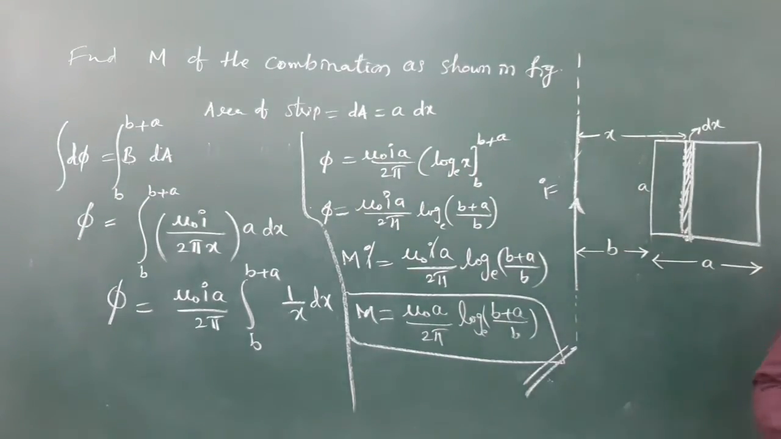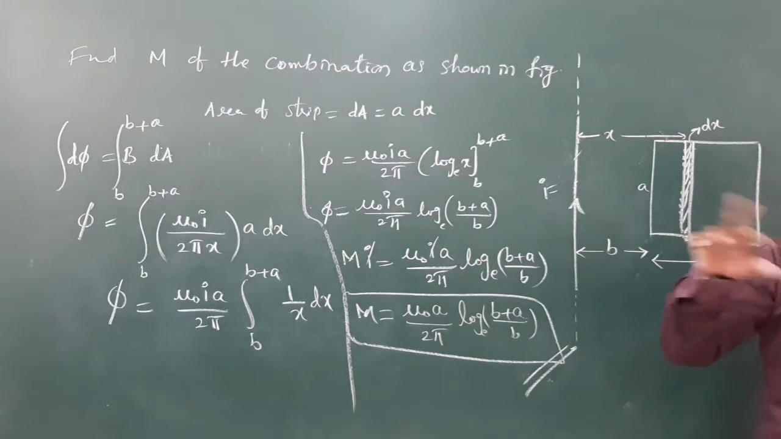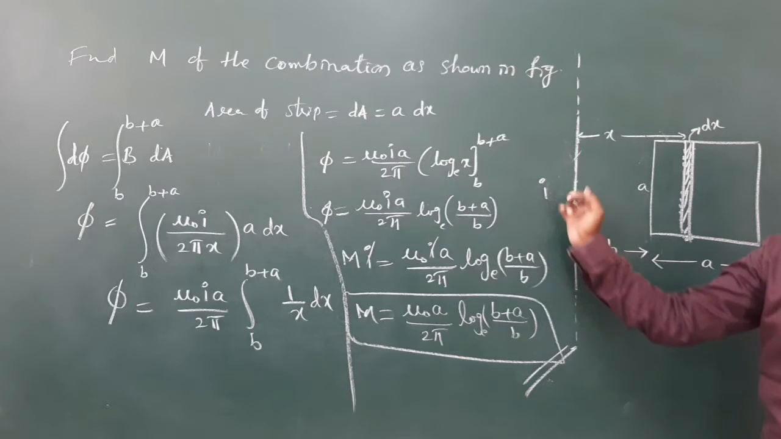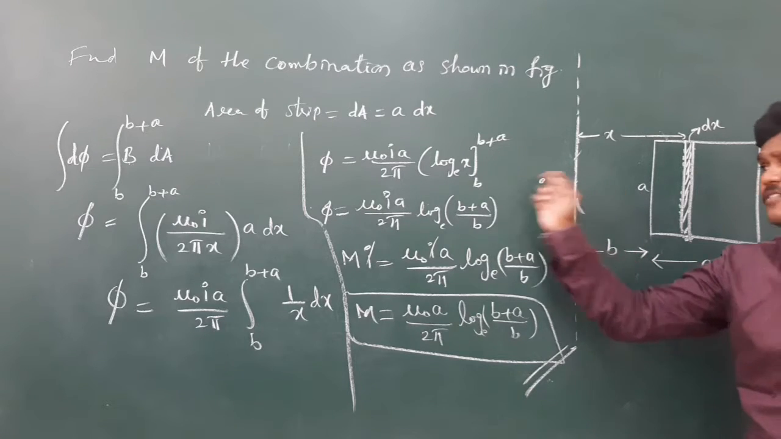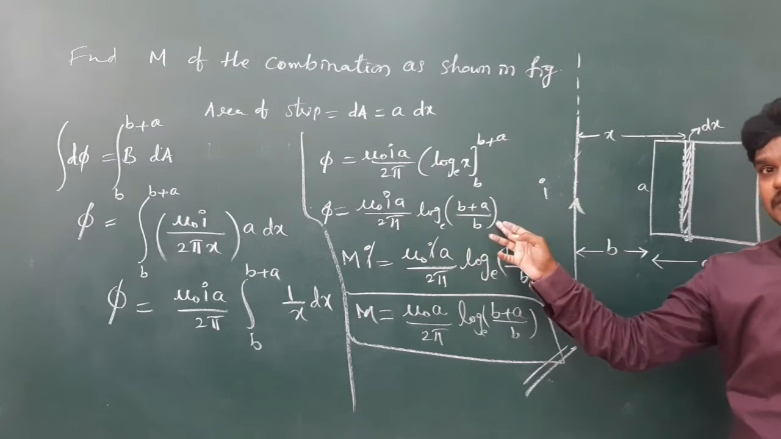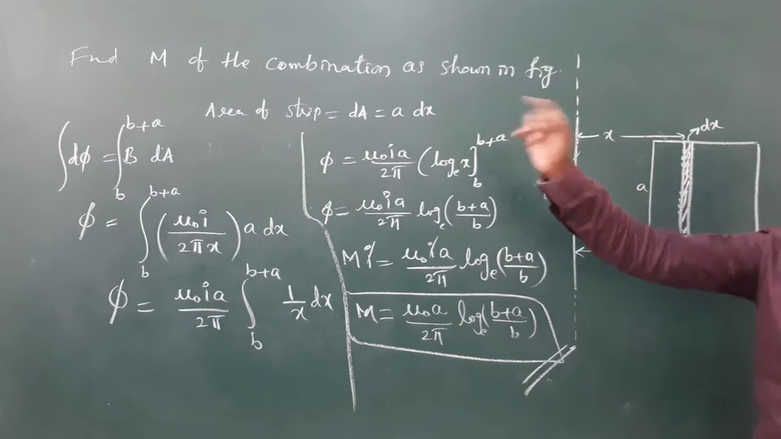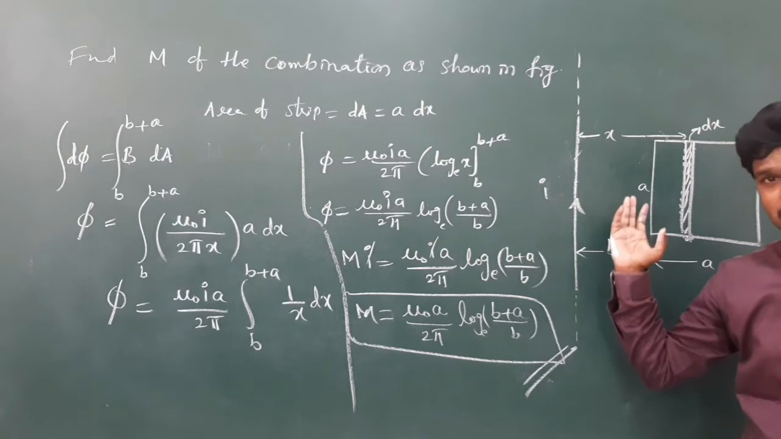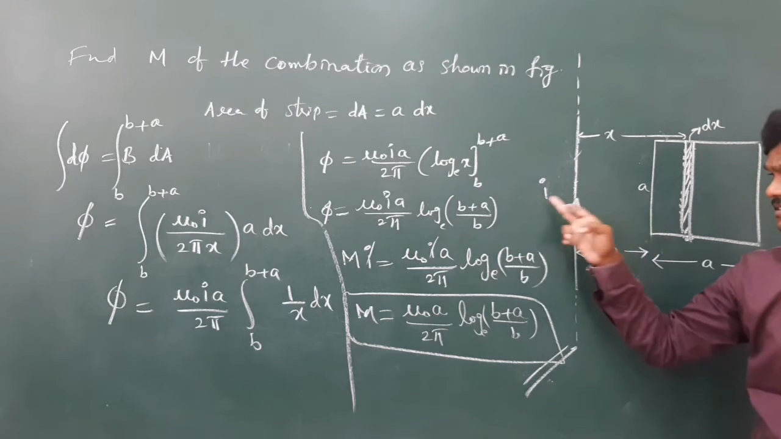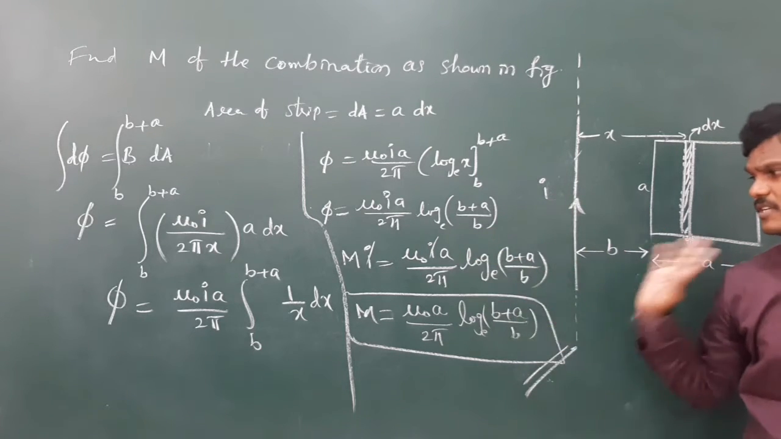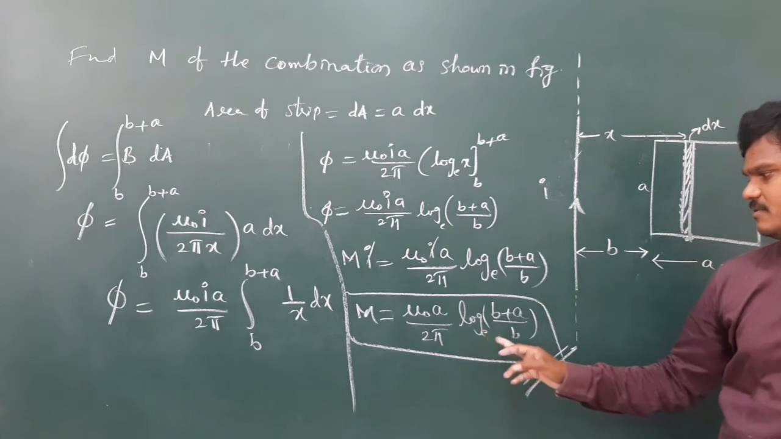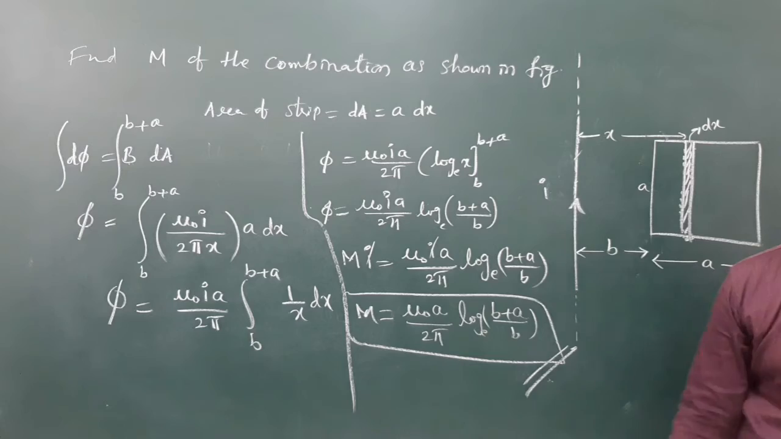Okay, the same problem was already covered in induced EMF. In that, I was given as I naught T square. If I is given as a function of time, we can find induced EMF. But here the target is mutual inductance, so no need to give the I value as a function of time. Just I is enough. This current is enough. So we got mu naught A by 2 pi log B plus A by B.